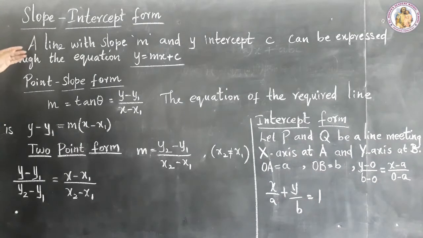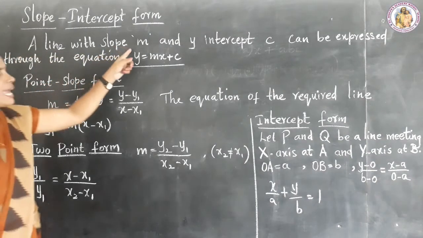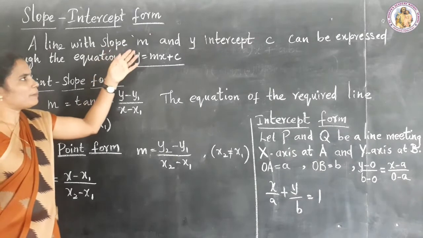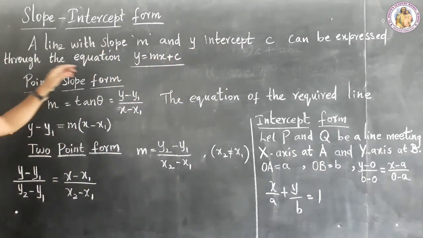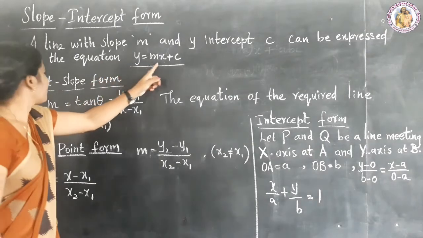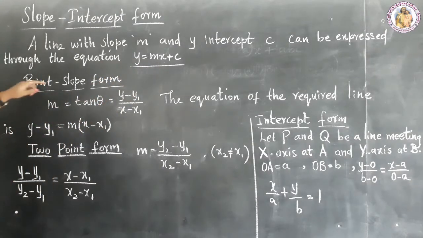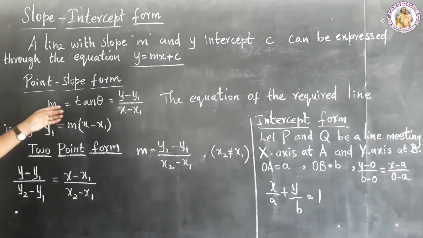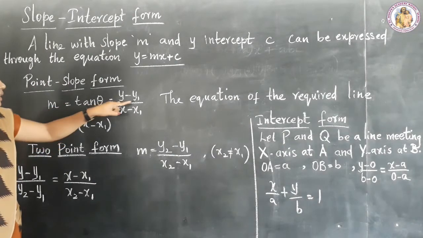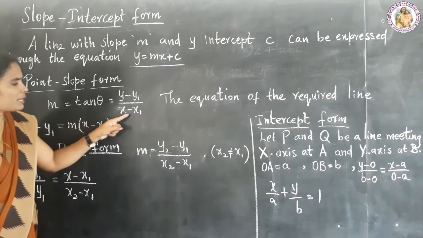Slope-intercept form is nothing but a line with a slope m, as we learned already, and y-intercept c, which can be expressed through the equation y is equal to mx plus c. And through point slope form, m is equal to tan theta. So slope is equal to tan theta is equal to y minus y1 divided by x minus x1.